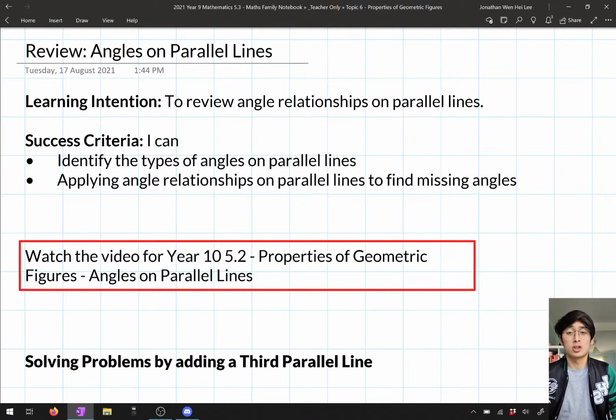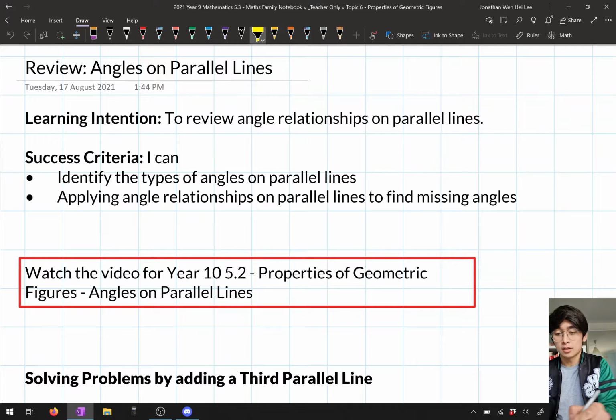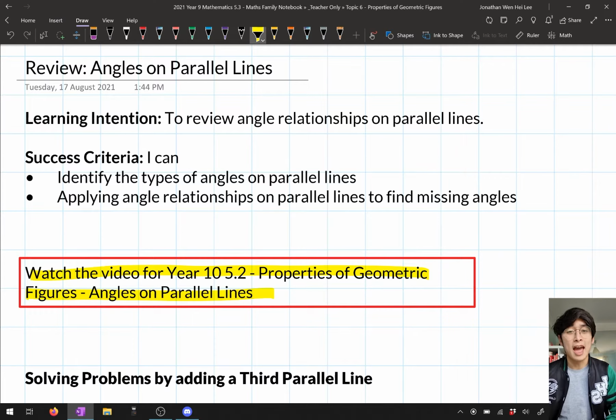This video is actually a part 2 of a lesson. In the first part of the lesson, I got you to watch another video I made for another class, which went through angles on parallel lines in our properties of geometric figures topic. If you haven't done that already, please go watch the video from Year 10 5.2, properties of geometric figures, angles on parallel lines, because that's going to be needed in order for you to understand the stuff we're going to be doing in this part of the lesson.